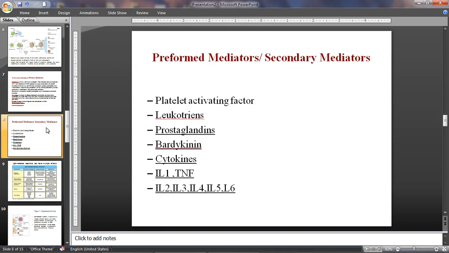There are secondary mediators: platelet activating factors, leukotrienes, prostaglandins, bradykinins, cytokines, interleukins, and so on. So they form the allergic inflammatory soup, and most of the effect that is due to the secondary mediators is a response, or the altered response, to which we also refer as the allergy.